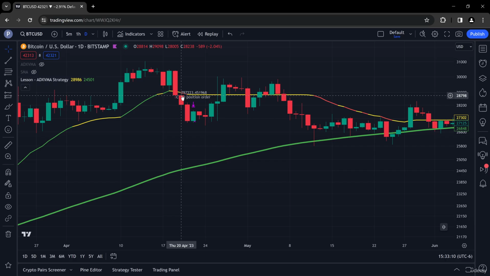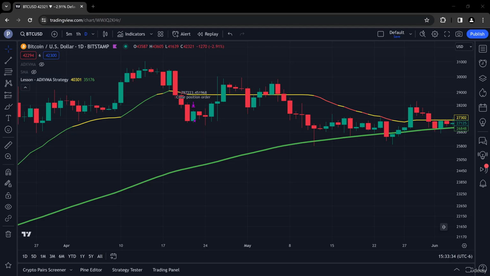Whenever ADX VMA reverses, the color of the ADX VMA becomes red. When it becomes red, it reverses, and therefore we close the position. This way we verified that our ADX VMA trading strategy works as we expect.